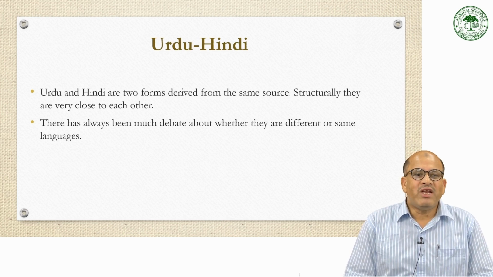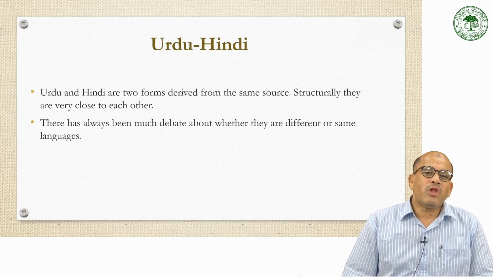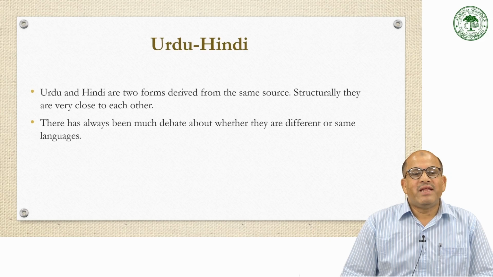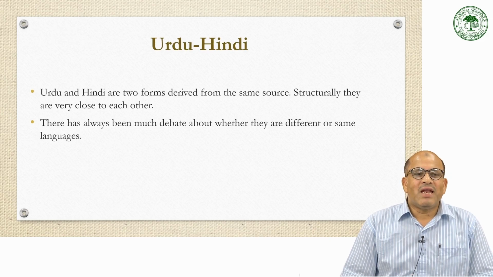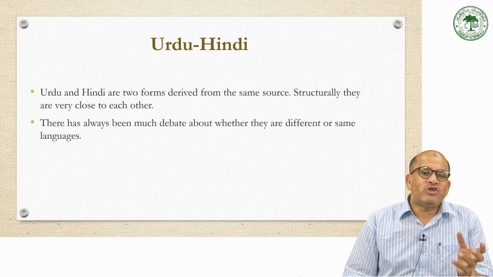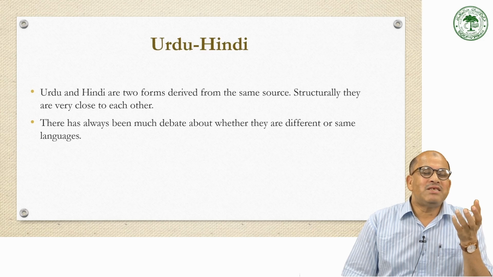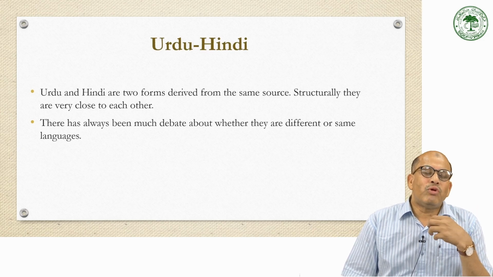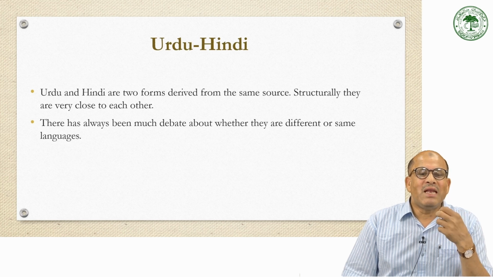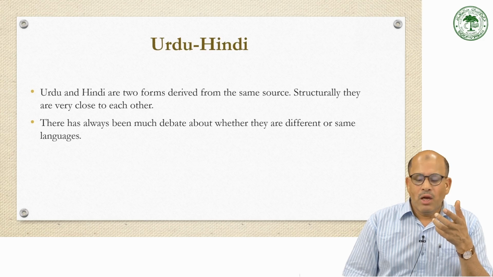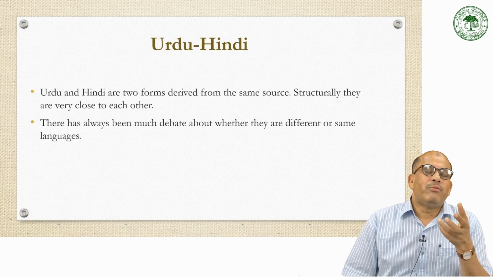Structurally, they are very close to each other. When we say structurally, they have similar grammar, only they differ in vocabulary. So there has always been much debate about whether they are different or the same languages. People were always saying that a common man's language is called Hindi and Urdu, the same, but when we go more towards the literary aspect, the elite use of the languages, for Hindi we go more towards Sanskrit, for Urdu we go more towards Persian and Arabic.